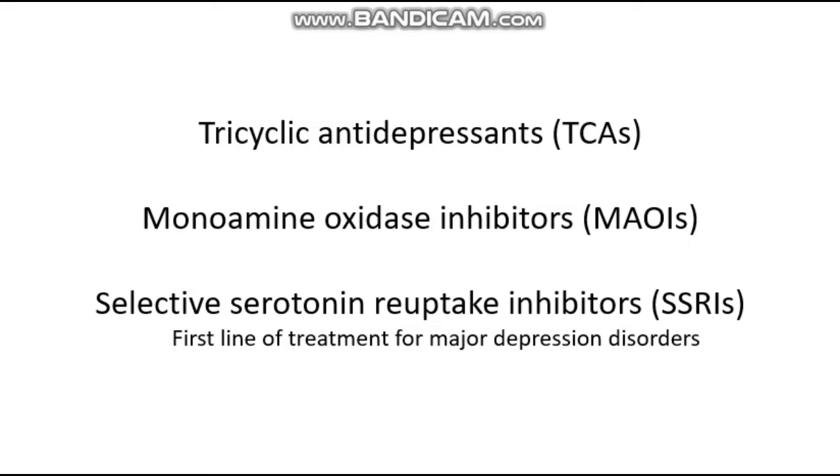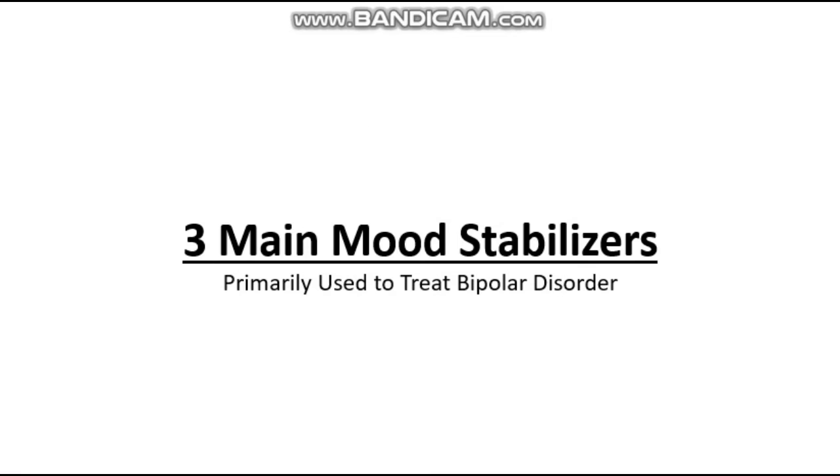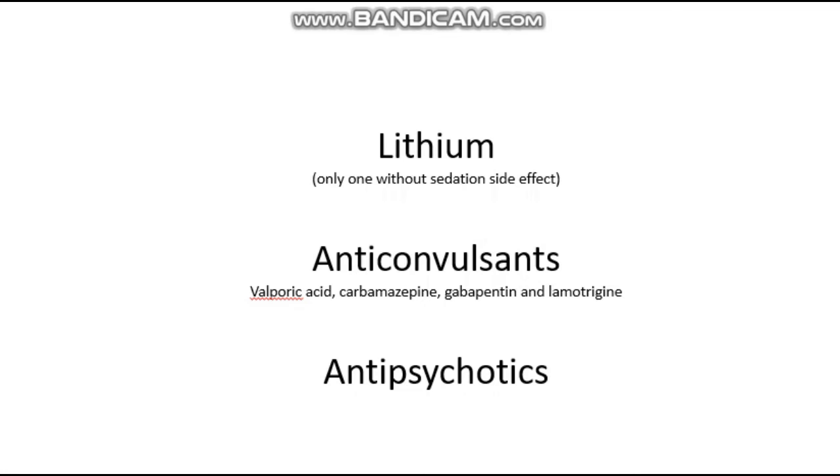3 main antidepressant classes are tricyclic antidepressants or TCAs, monoamine oxidase inhibitors or MAOIs, and selective serotonin reuptake inhibitors or SSRIs. The SSRIs are the first line of treatment for major depression disorders. 3 main mood stabilizers which are primarily used to treat bipolar disorder are lithium, which is the only one without sedation side effect, anticonvulsants including valproic acid, carbamazepine, gabapentin and lamotrigine, and antipsychotics.